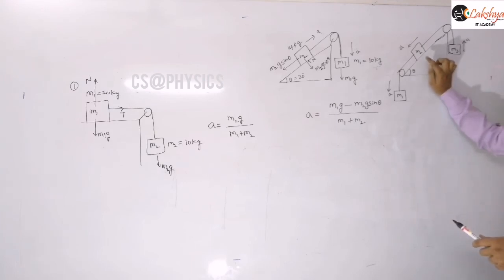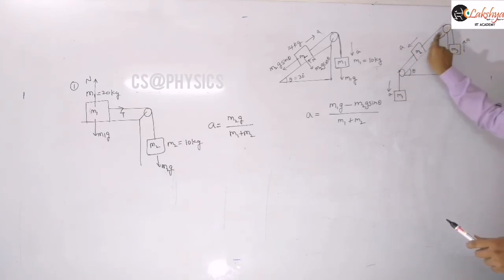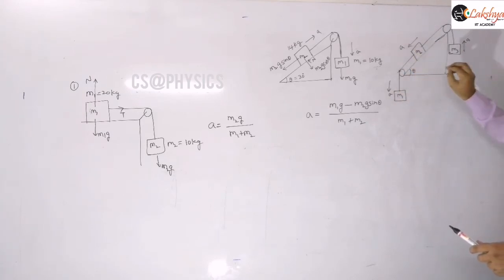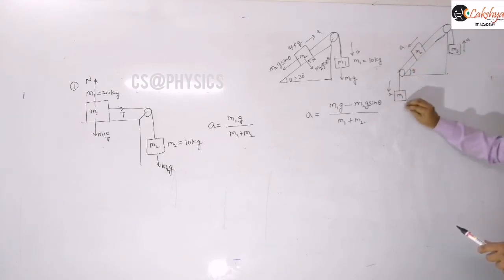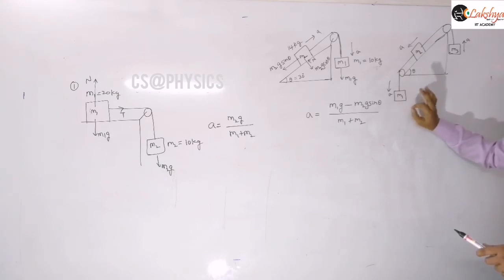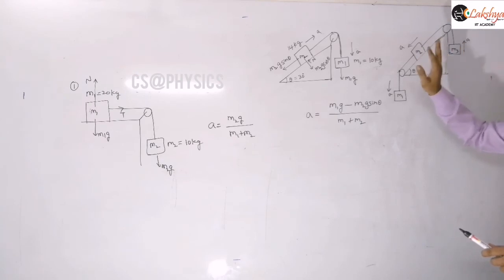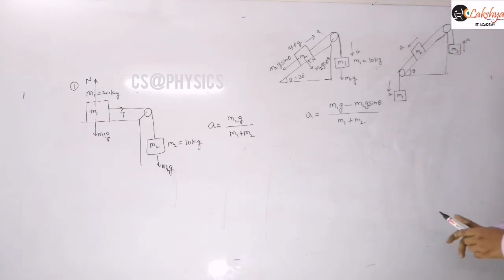If you want to draw the free body diagram, on this side one tension will be there and on this side another tension will be there, and mg sine theta will be there along this direction. So in the force equation, three forces will be there for this, two forces for this, and two forces for this. Perpendicular to that, two components will be there and they will balance each other. I am not talking about that, right?